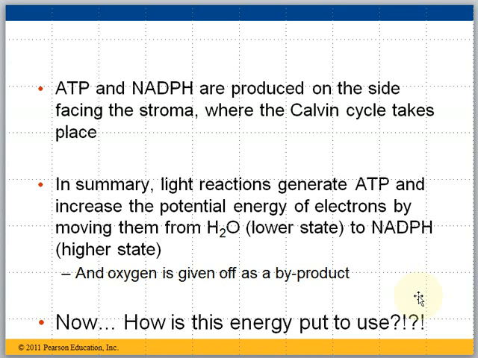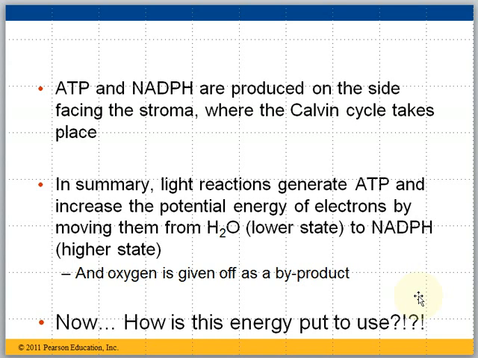If we had to summarize the first portion of photosynthesis, it's all about gathering light and using that light to create energy-holding molecules. Light reactions generate ATP, and they increase the potential energy of the electrons by taking them from water, where those electrons are at a lower state, and moving them up to NADPH, where they're at a higher state. It requires energy to get that done, and oxygen is given off as a byproduct.